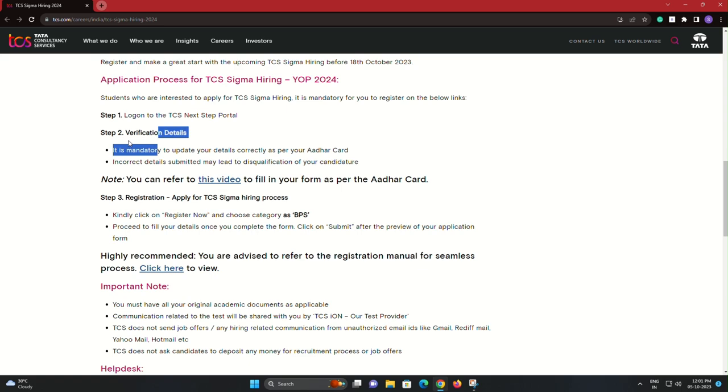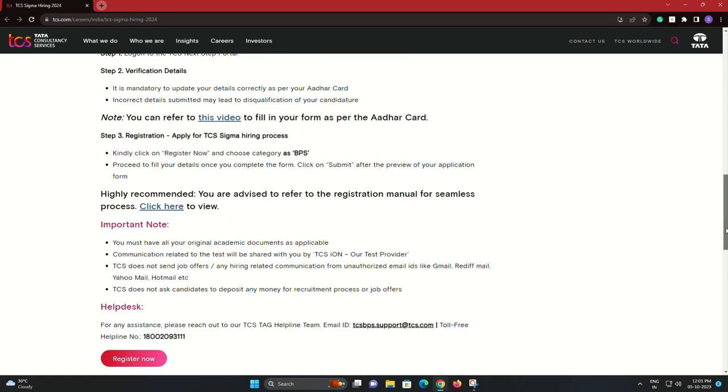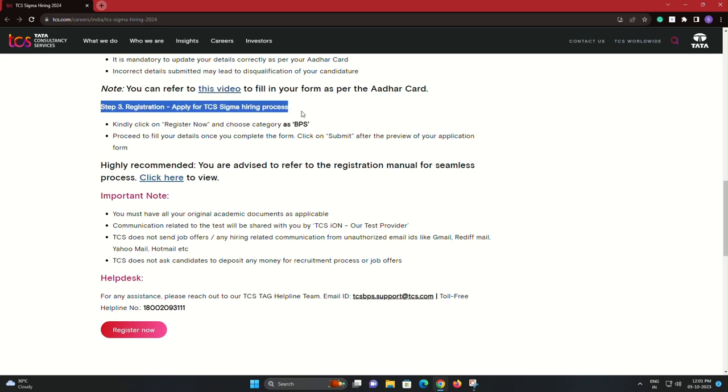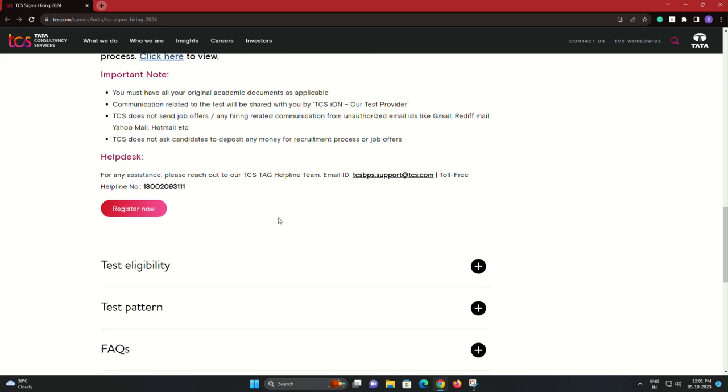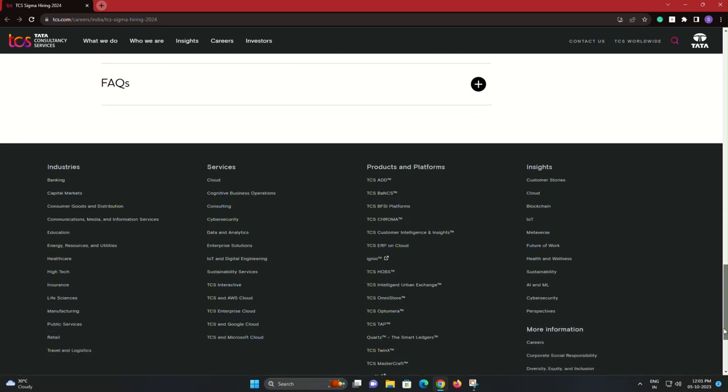Now, let's get started with the application process. Step 1. Log on to the TCS Next Step portal. Step 2. Verification details. Step 3. Registration, apply for TCS Sigma hiring process.